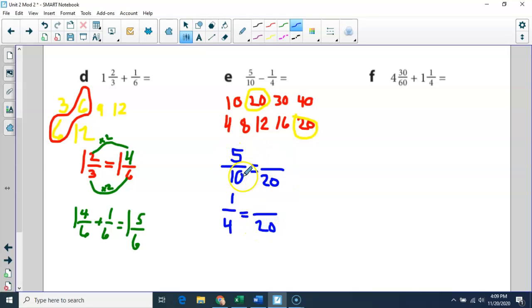This one should be easy because we should notice that 5 is half of 10. So then what's half of 20? Or you could think of it as 10 times 2 is 20, and whatever I do to the denominator, I have to do to the numerator. So 5 times 2 is 10. All right, and we have proof here that these are equivalent because we know 5/10 is equal to half, we know 10/20 is equal to half.